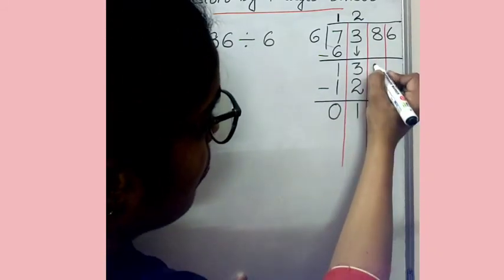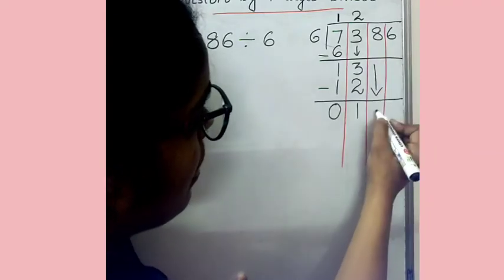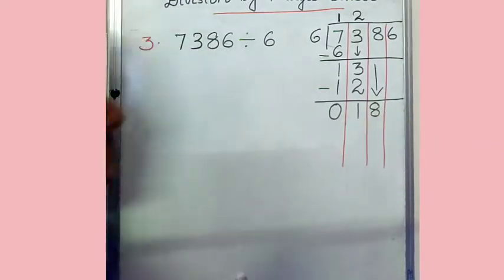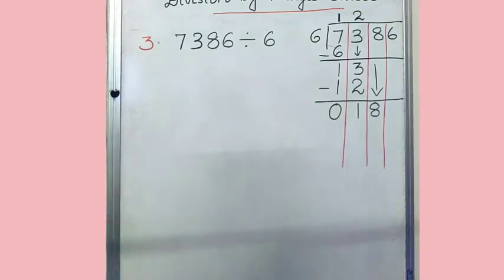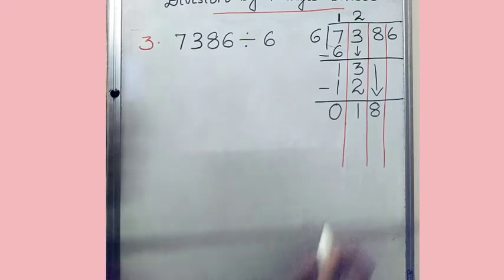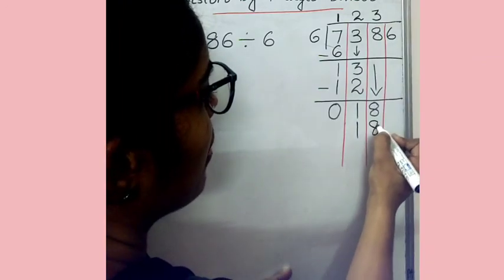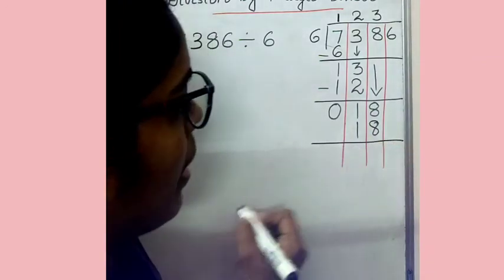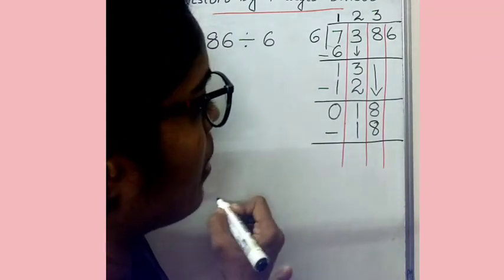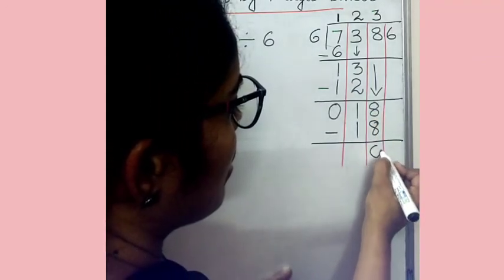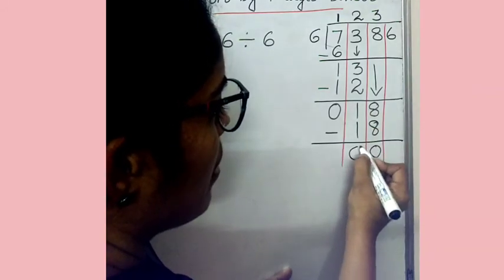Again, bringing down the next digit 8 here. Now it becomes 18. How many times 6 in 18? Is 18 a multiple of 6? Yes, we know that 6 3s are 18. So I write 3 here, 18 here. Draw a line. Put the symbol of subtraction. 8 minus 8, 0. 1 minus 1, 0.